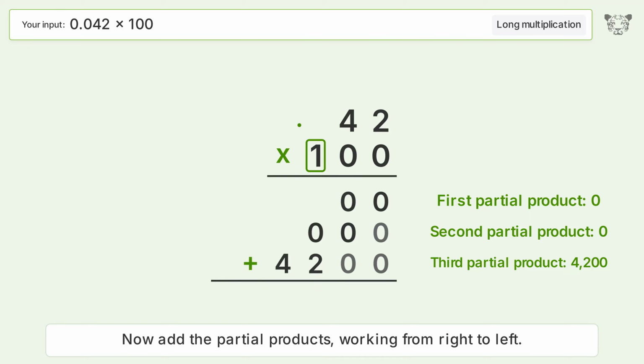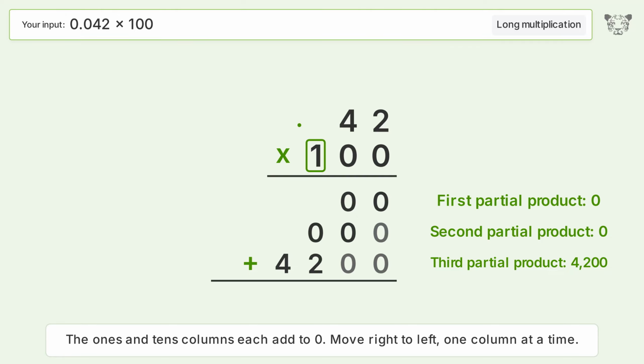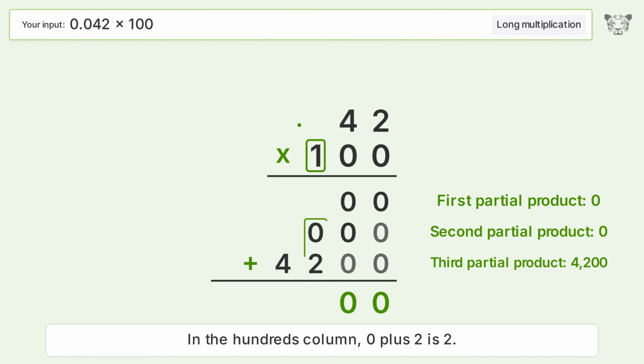Now add the partial products, working from right to left. The ones and tens columns each add to 0. Move right to left, 1 column at a time. In the hundreds column, 0 plus 2 is 2. In the thousands column, bring down 4. The whole number product is 4,200.